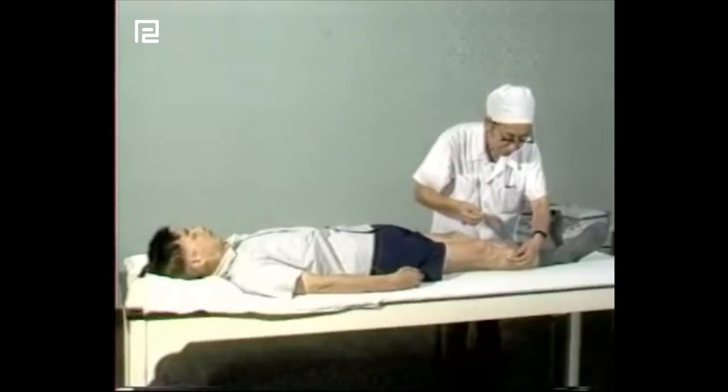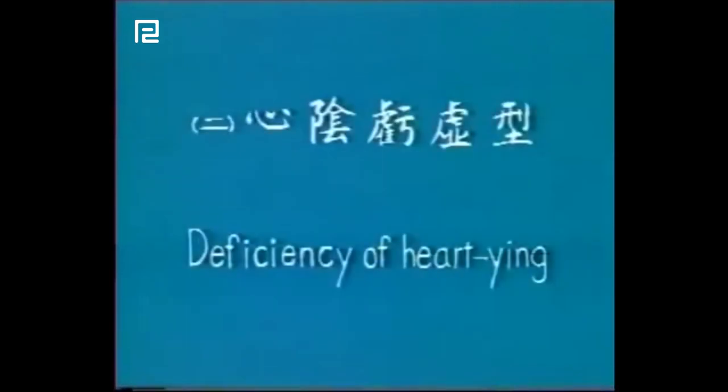Treat once every other day. 10 treatments make up 1 course. 2. Heart yin deficiency type. The patient has palpitation, restlessness, insomnia, dizziness, and a dry mouth. The pulse is thready and rapid. The tongue has a thin coating. ECG shows sinus tachycardia and ventricular premature contraction.